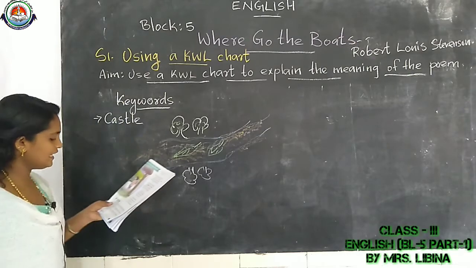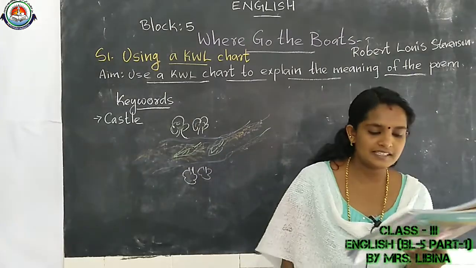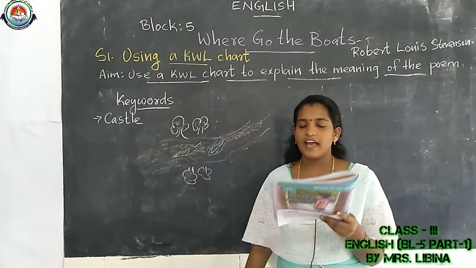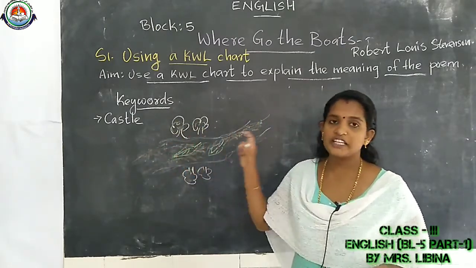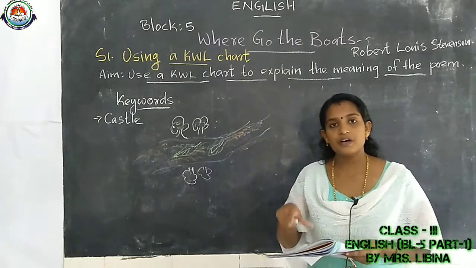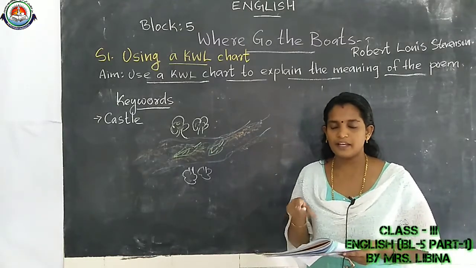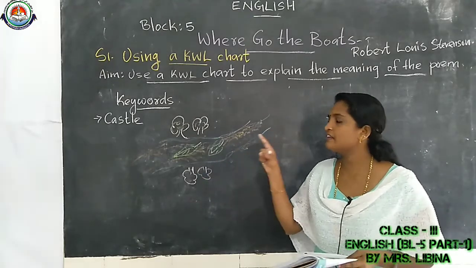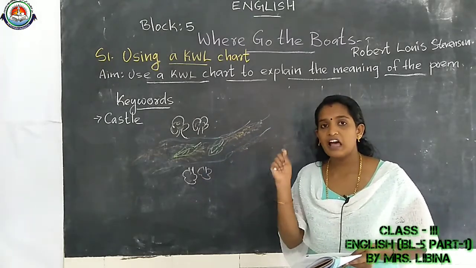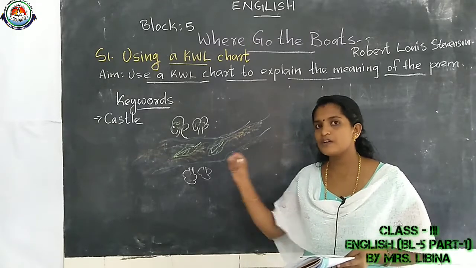Castle. The meaning is given here: palaces, homes for kings and queens. You have to study each keyword, other than the new words given in your books. Okay, you have to study the spelling also. During the interactive section I will ask each and every new word spelling.